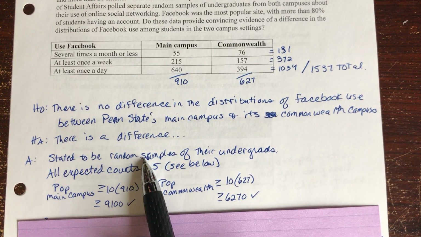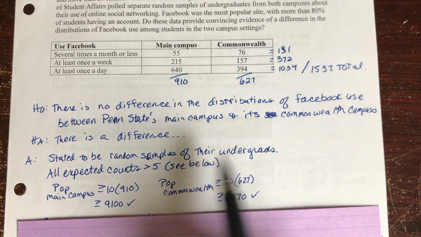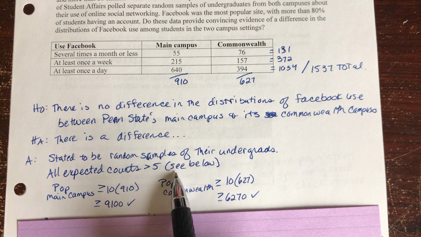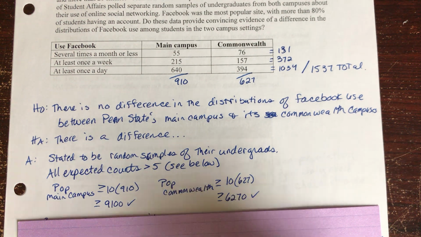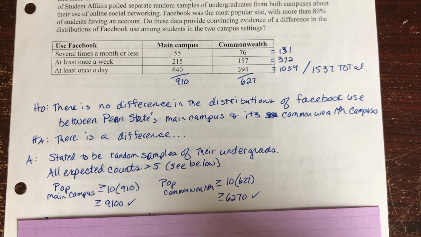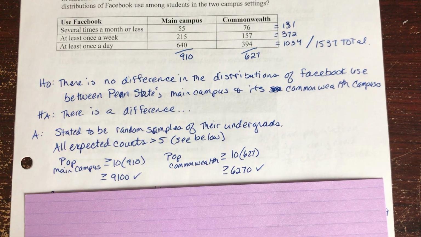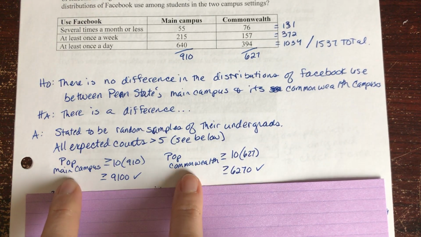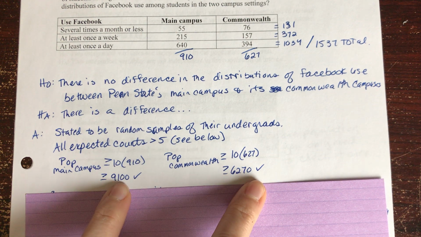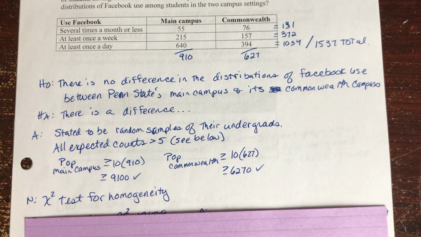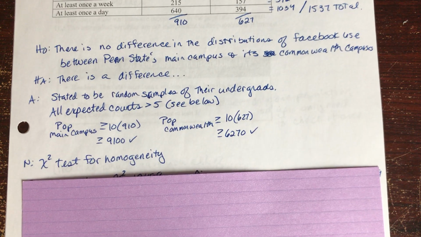As we're checking, we need to check our assumptions. It's stated to be random samples of their undergrads. I put all expected counts are at least 5, see below. Remember, you can only write see below if you actually write them below, which I will in a minute. I'm checking is my population at least 10 times my sample size for main campus and Commonwealth. Yes, absolutely, they work out. And this is a test for homogeneity, chi-squared for homogeneity.